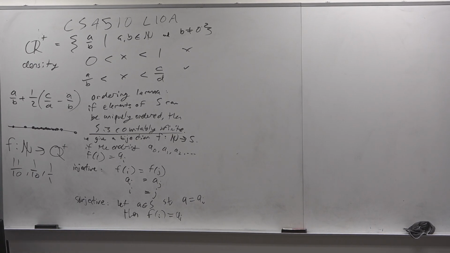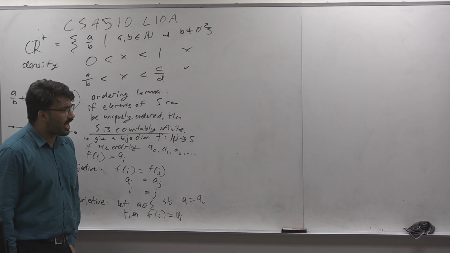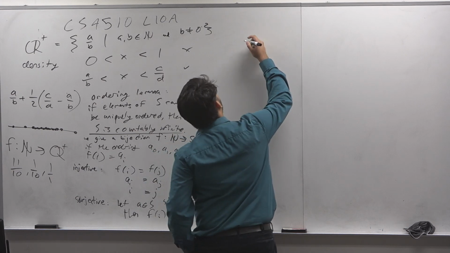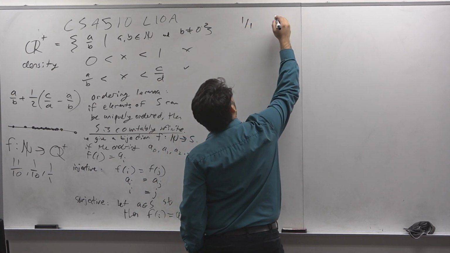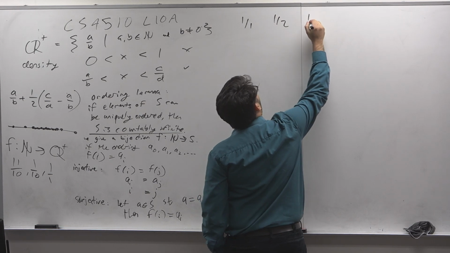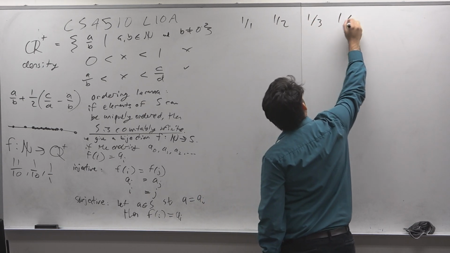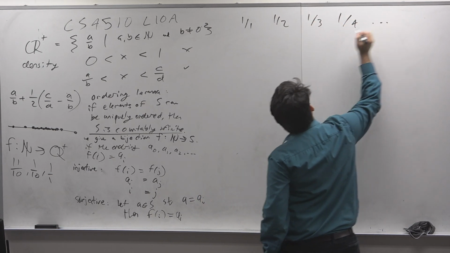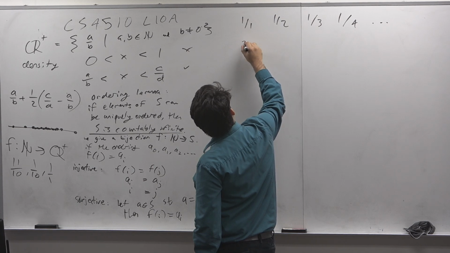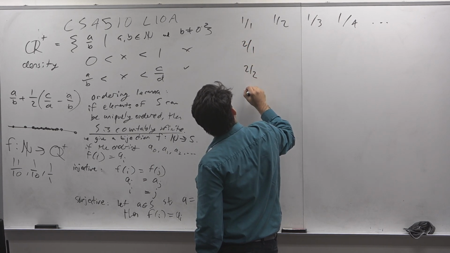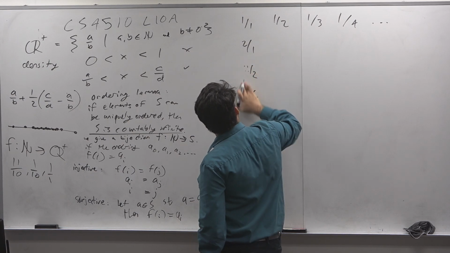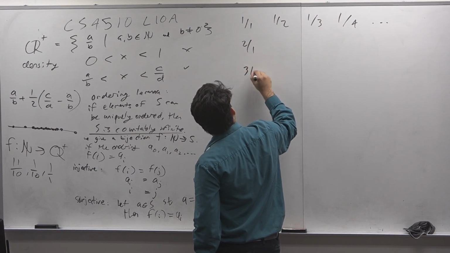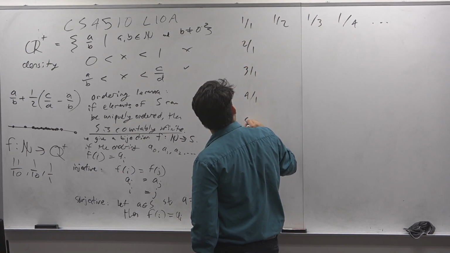Okay, let's give an ordering of the naturals then. Excuse me, of the rationals. Suppose I were to arrange them in such a grid. Let's say 1 over 1, 1 over 2, 1 over 3, 1 over 4. And let's do the other way. Let's do 2 over 1, 2 over 2, 2 over 3. 3 over 1, 4 over 1, 5 over 1.